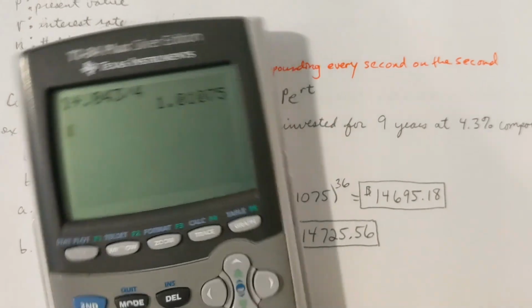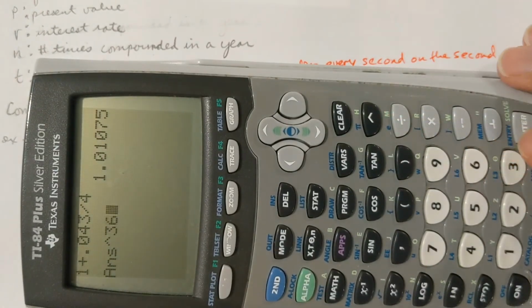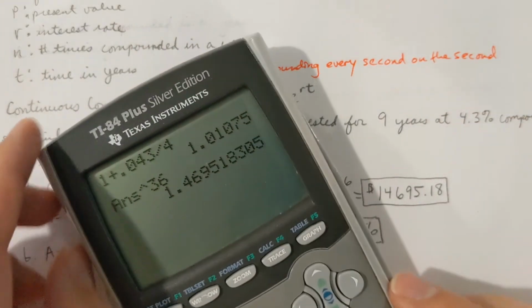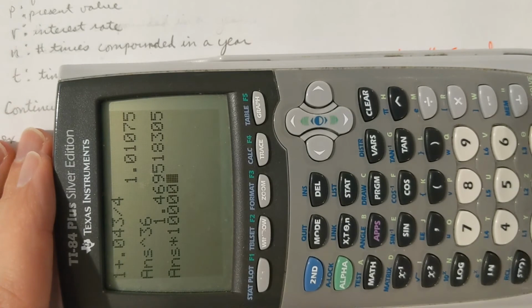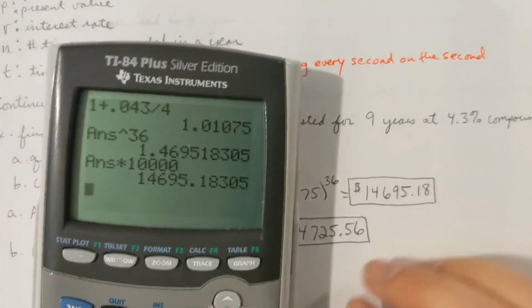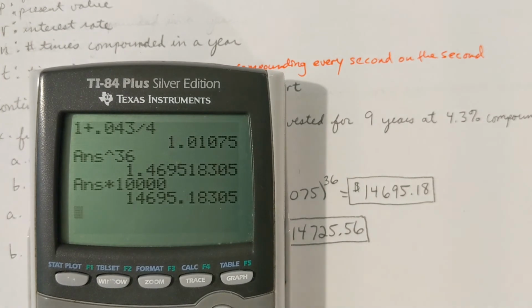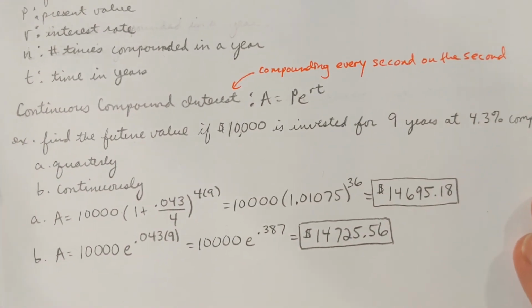Now, with this number, I want to raise this to the 36th power, and then I'm going to multiply by 10,000. And so it looks like I'm going to have $14,695.18 9 years down the road.